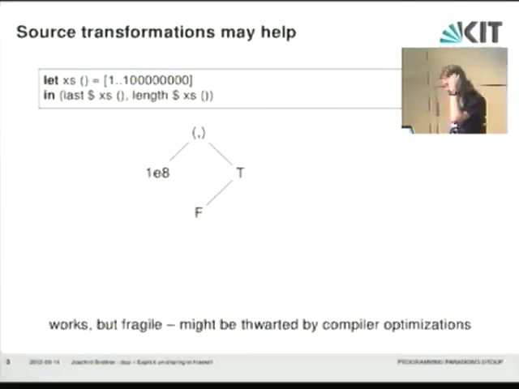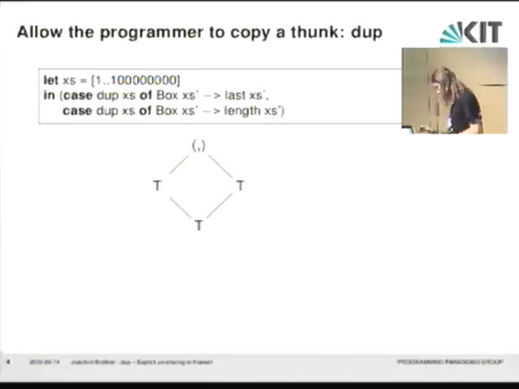Unfortunately, sometimes the compiler might optimize things away. For example, it might float out the list, and suddenly you get the behavior you wanted to avoid. So here's my idea. I'm not saying it's perfect, but it's a good idea first. We introduce a command that the user can use to say, okay, I want this not to be shared. So we duplicate the thunk in a way.